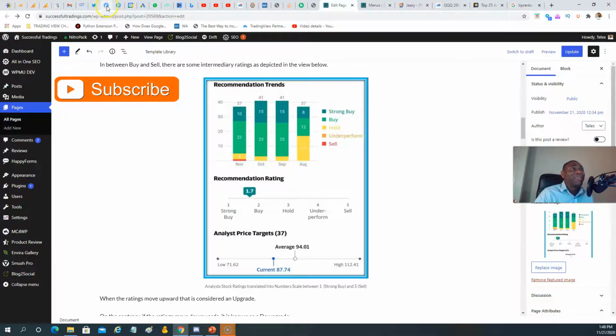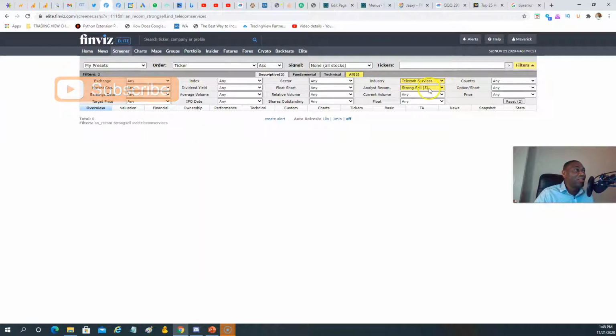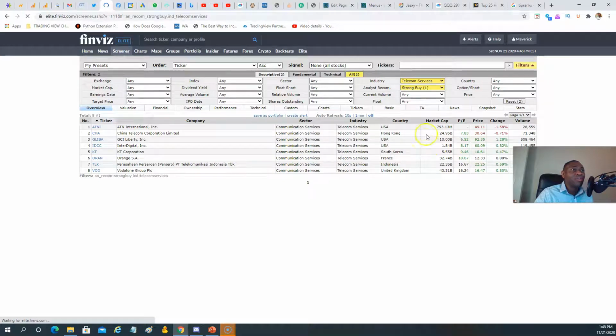All right, so let's go back here very quickly. So a strong sell here, that's why you see 5 between parentheses, and then a strong buy, 1 on here. So in terms of strong buys, here in the telecom services industry, you have these 5 stocks. So one thing, let's run it through criteria.